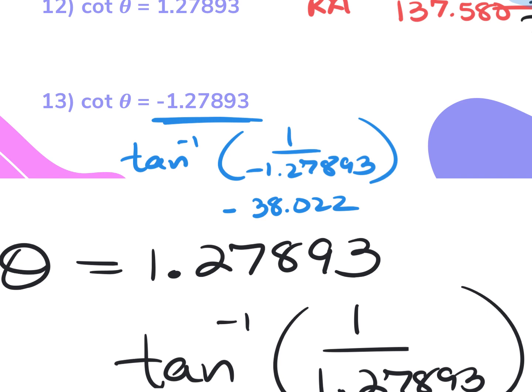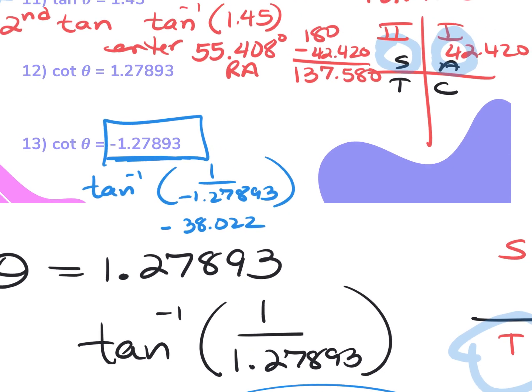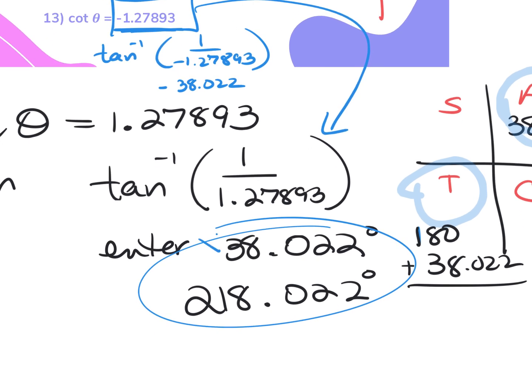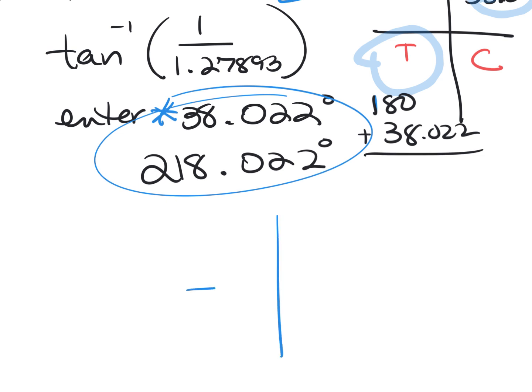Which quadrant is negative 38 in? That's a quadrant 1. Nope. That means it's in 4 because you're going clockwise. This is not the reference angle. So in order to get the reference angle, if this number is negative, you're going to enter it in as positive to get the reference angle, and then you're going to use it to find where cotangent is negative. So we would enter it, which we already did. So I already did this. And my reference angle is the 38.022. That's my reference angle, but I need to find where tangent and cotangent are negative.